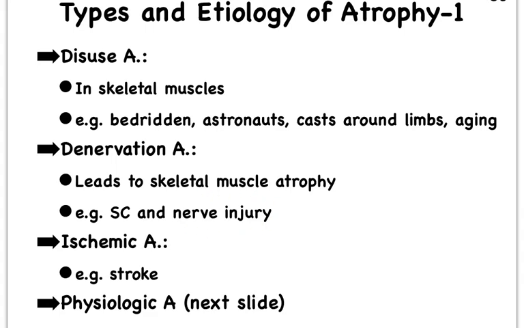We might even see ischemic atrophy. Remember, ischemia means low blood flow, which can result in a stroke. And then there's something called physiological atrophy, which we'll take a closer look at in the next slide.